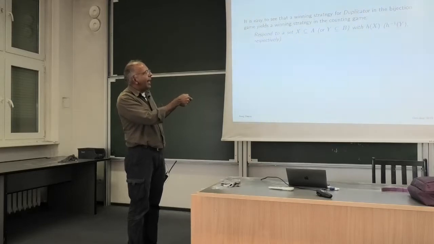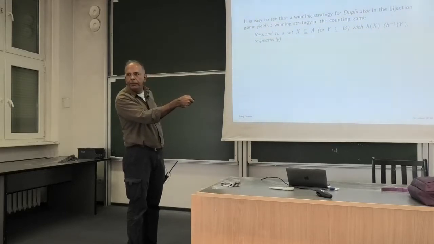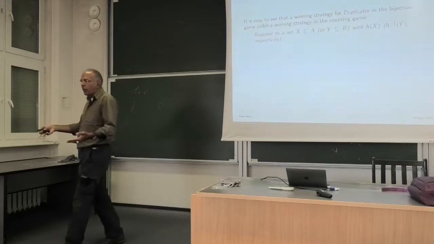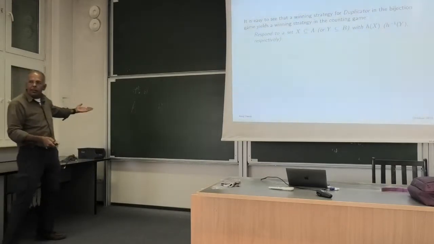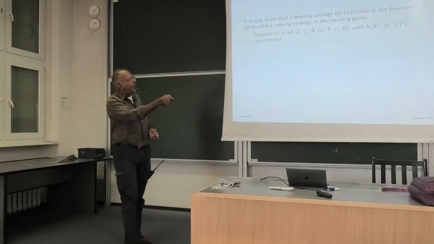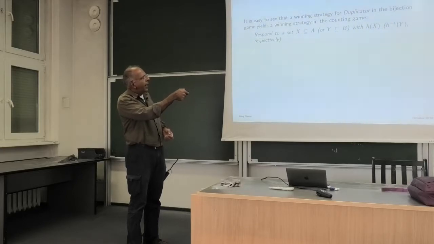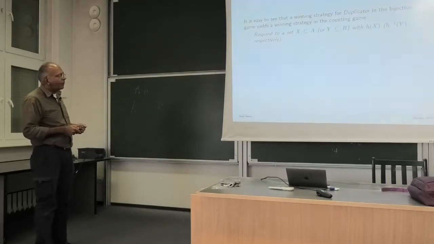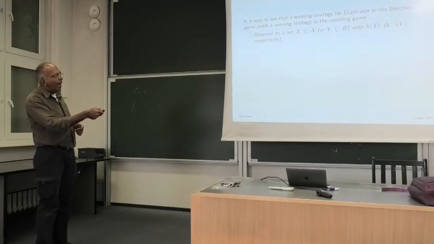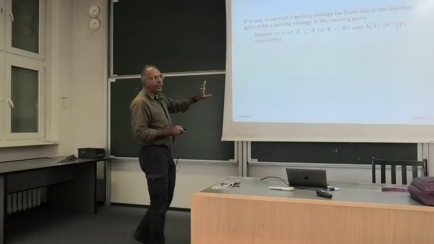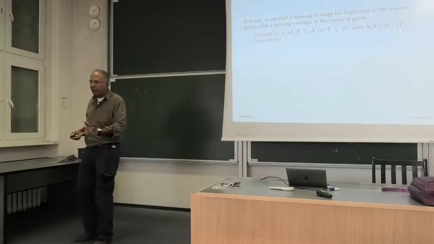whenever Spoiler picks a set in A, you respond with its image under the bijection, and if Spoiler picks a set in B, you respond with its pre-image under the bijection. That gives you a set of the same size, and clearly that wins the counting game, because Spoiler now places a pebble on an element of this, and you respond with an element inside that by taking just its image under the bijection. So clearly, the bijection game is harder for Duplicator, or at least as hard.